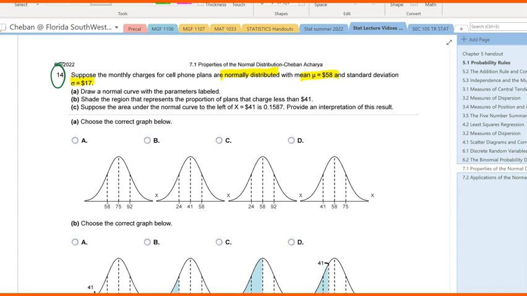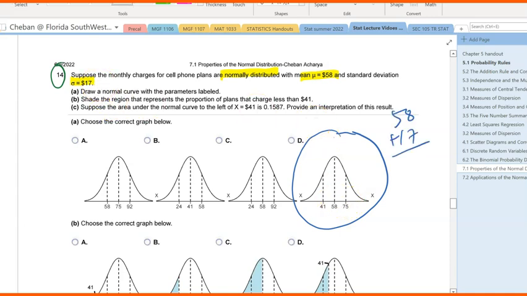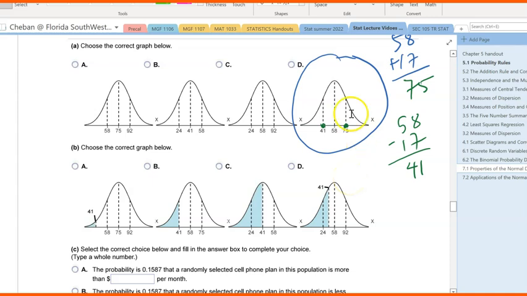Okay, and in this question, this is the right normal curve with the parameters, because you see that 58 is the mean, and if you add 17, you get 58 plus 17, which is 75. If you subtract 17 from 58, you get 41. Therefore, this is one standard deviation above the mean, and this is one standard deviation below the mean. That's the right answer for part A. Answer is D. Choose the correct graph below.